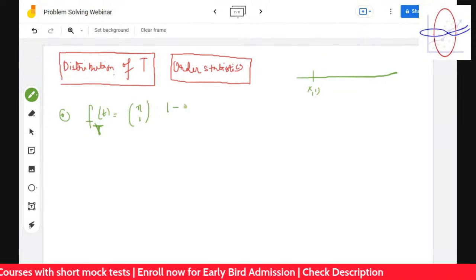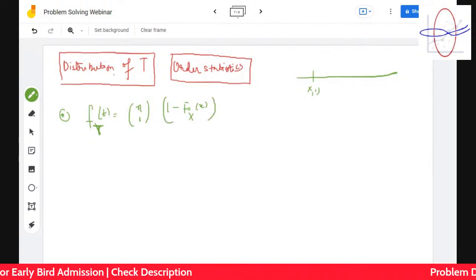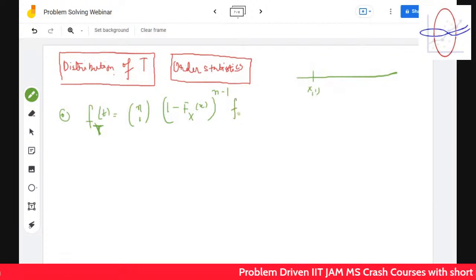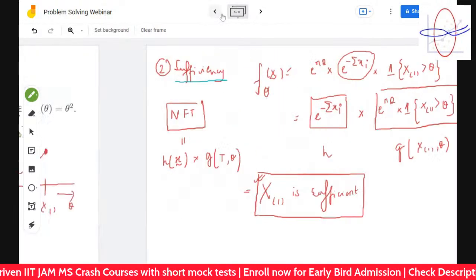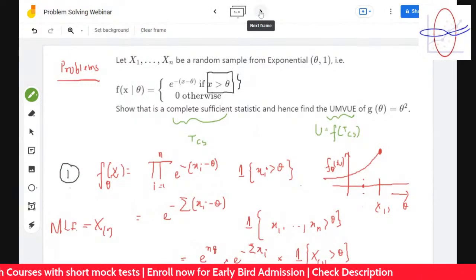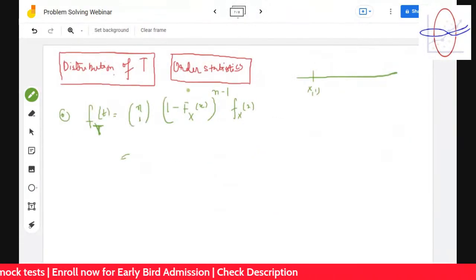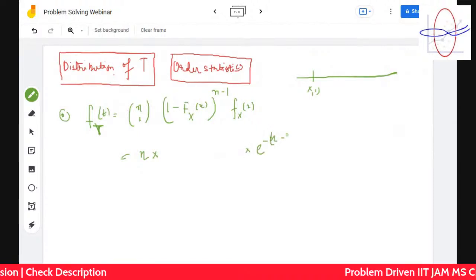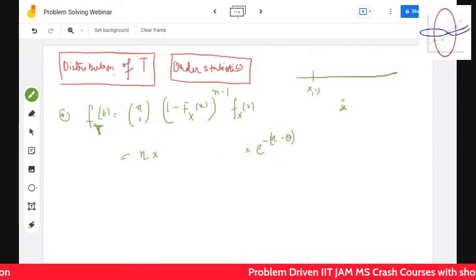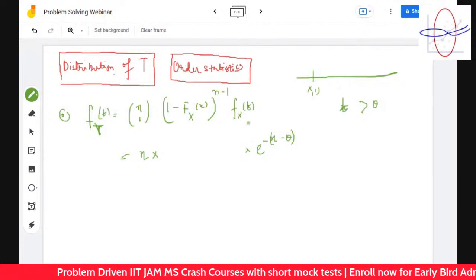So it's (1 minus F_X(x)) whole to the power n minus 1 times, for this distribution, just f of x. So we get that n times this will be e to the power minus (x minus theta). You can understand that x, or rather t, must be greater than theta, okay? This will be t, sorry. Yes, so this is also t.